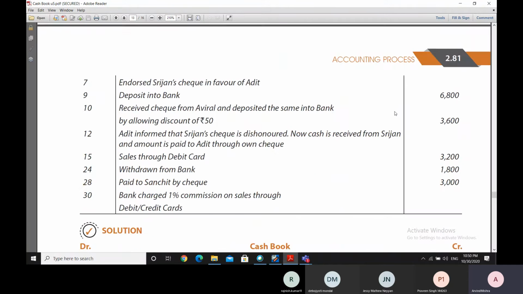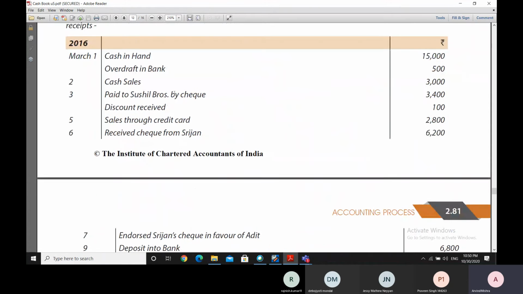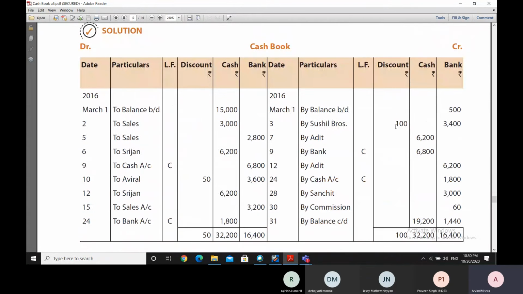because what we are doing is that we are paying Sushil Brothers and we are receiving the discount of 100 rupees. So this discount of 100 rupees is the discount which is received by us from Sushil Brothers, because we are making this payment here, and therefore this is a discount which is received, and ultimately we make a credit entry in the cash book of 100 rupees. When we say credit entry in the cash book, it means that a discount is being received here.